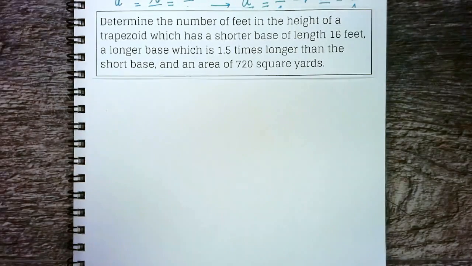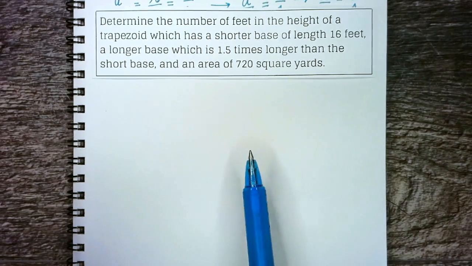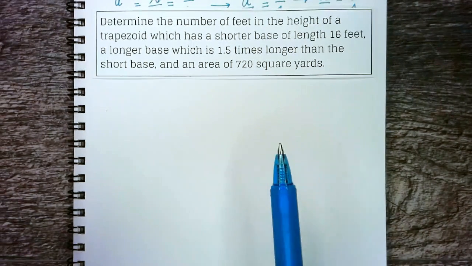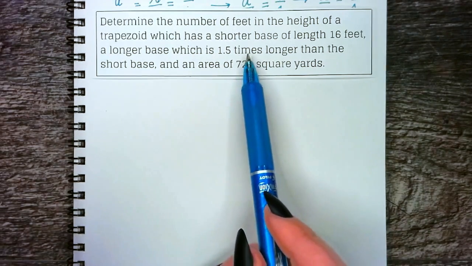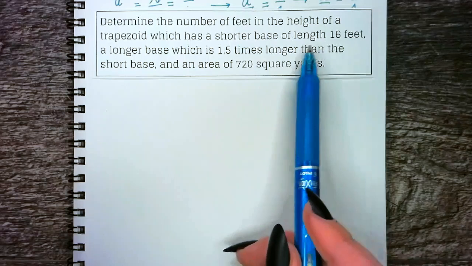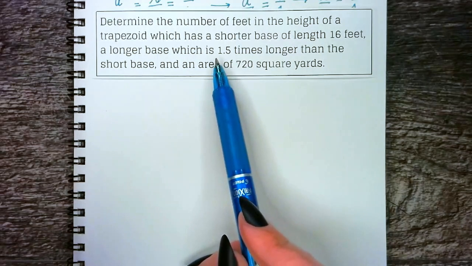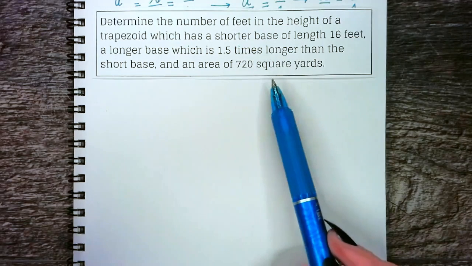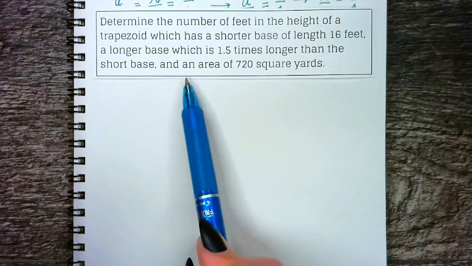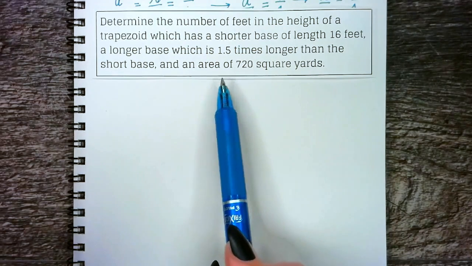Here's another example. Determine the number of feet in the height of a trapezoid, which has a shorter base of length 16 feet, a longer base, which is 1.5 times longer than the short base, and an area of 720. Okay, not adding, not 16 plus 1.5, times. Literally, you multiply 1.5 by 16 to get the new length.